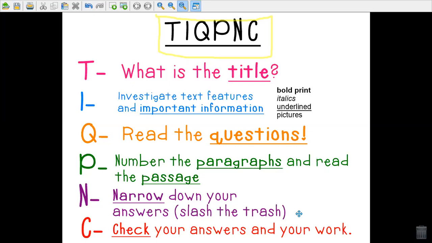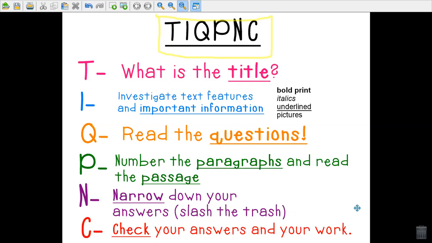Next is N, narrow down your answers. In my class and some other classes, they say slash the trash. If you have your answer choices and it's not A, what we like to do is just slash it and get rid of it. So narrow down your answers. And then C is check your answers and your work.